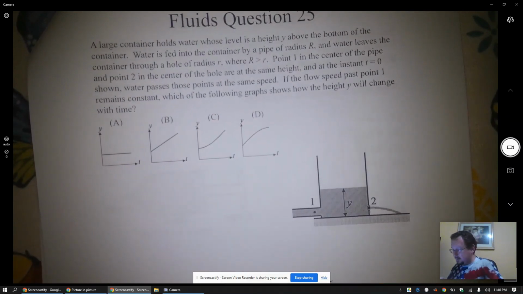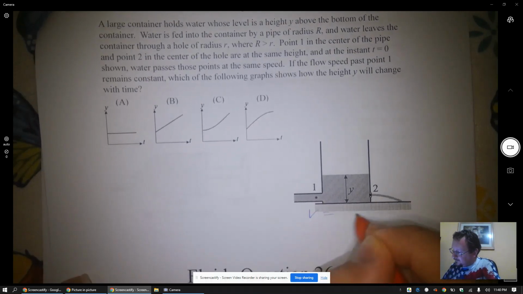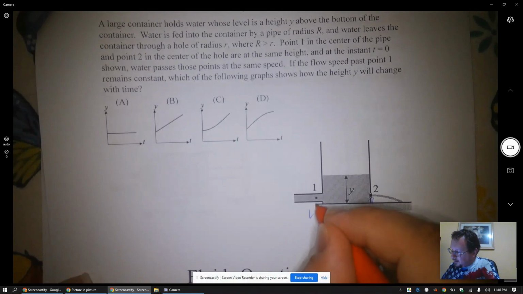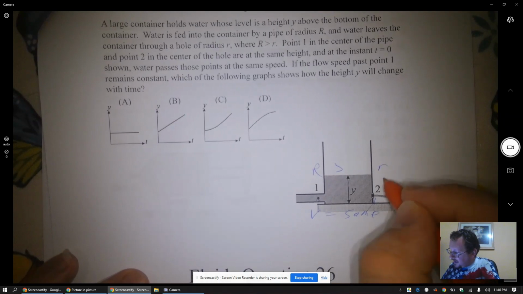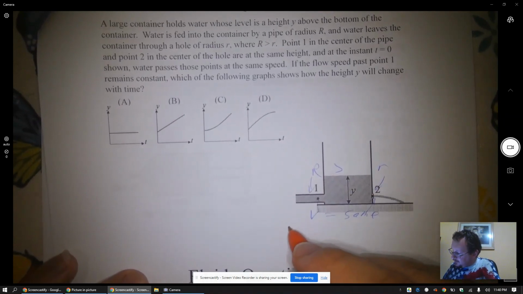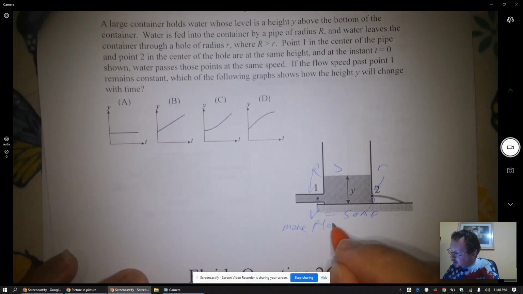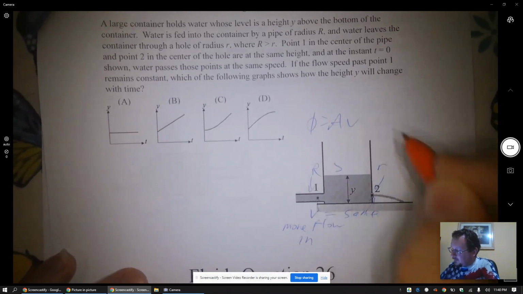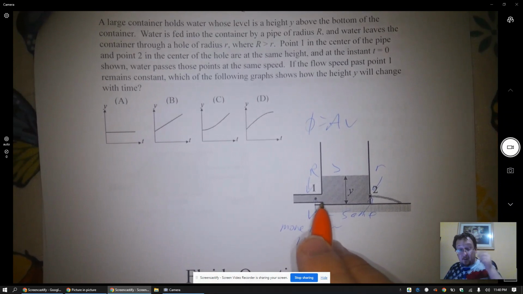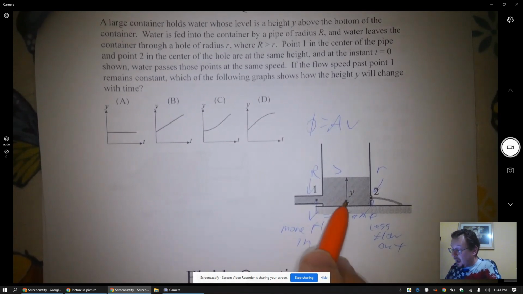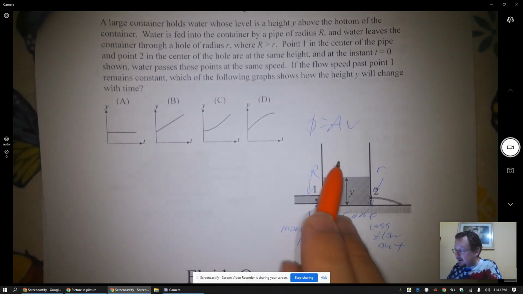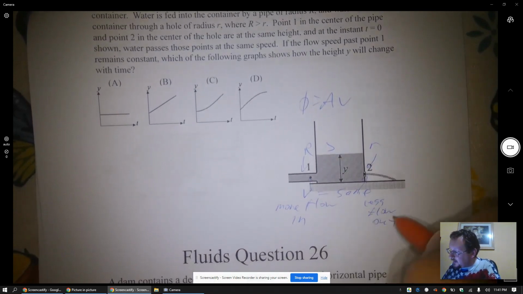Okay, so here's what I'm thinking. I'm thinking that if the v is the same at the initial moment of these 2 points, and this R is bigger than that r, then this is more flow rate in. Remember, flow rate is area times velocity. So with the same velocity and greater area, there's more flow in, less flow out. So what's going to happen is that the height is going to increase, because more water's flowing in than flowing out.